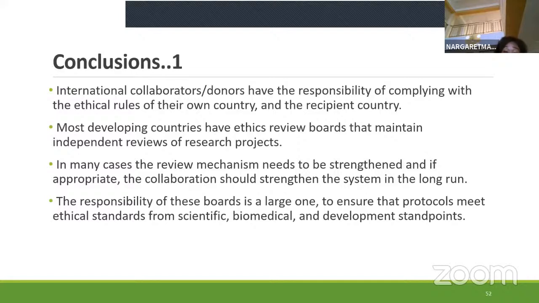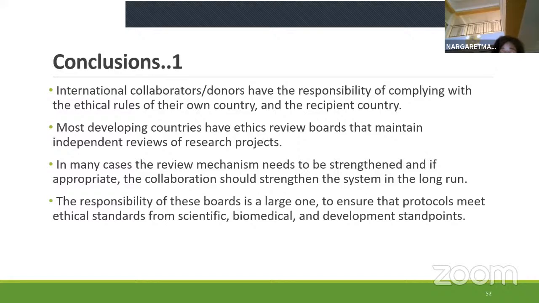Most developing countries, fortunately, have ethics review boards that maintain independent reviews. But a number of them don't have. In many cases, the review mechanism needs to be strengthened. And if appropriate, the collaboration should strengthen the system in the long run.